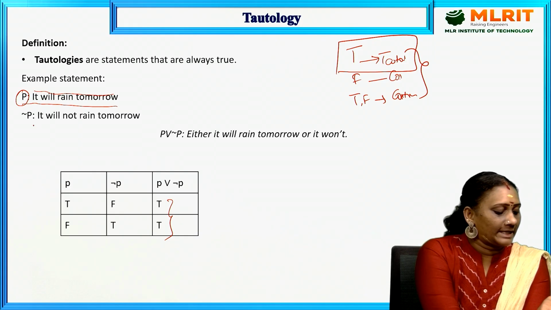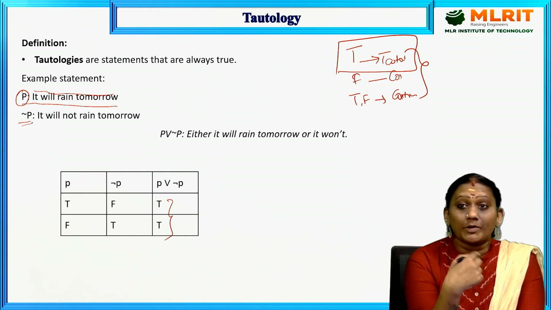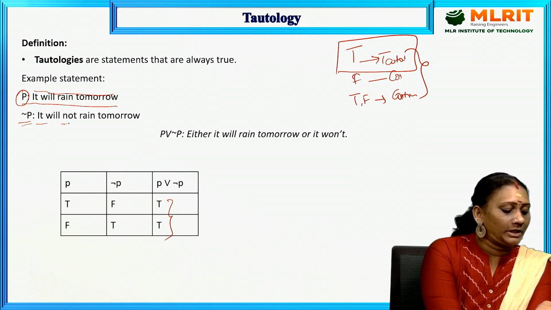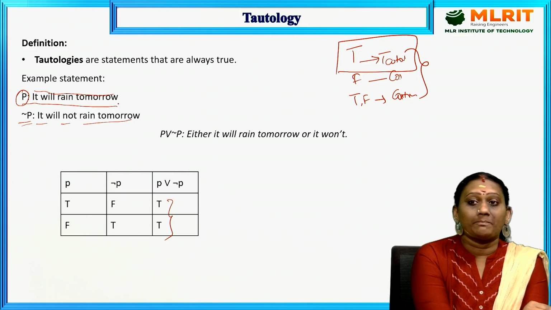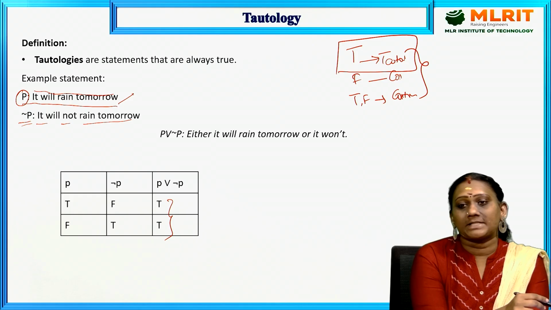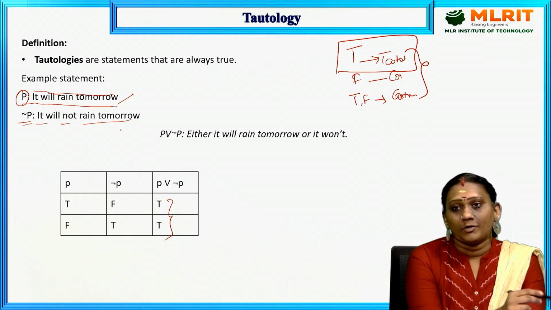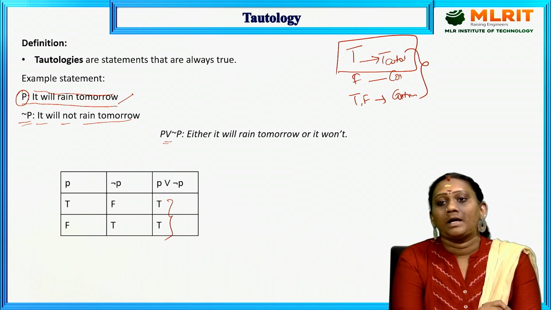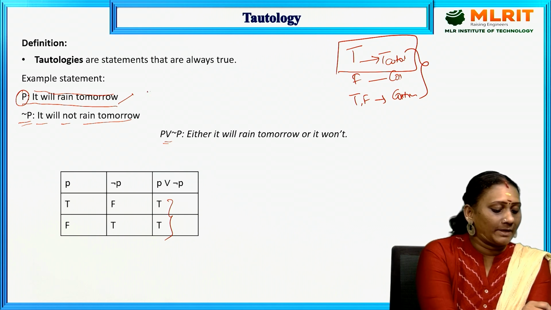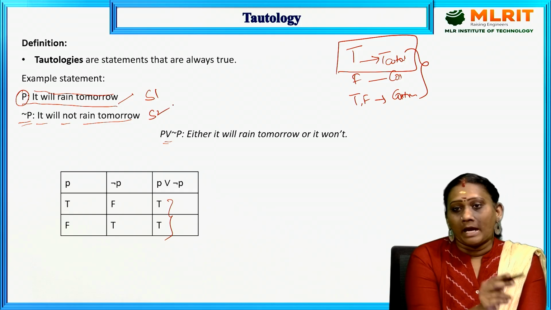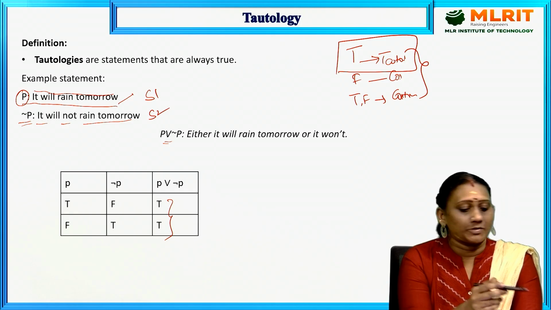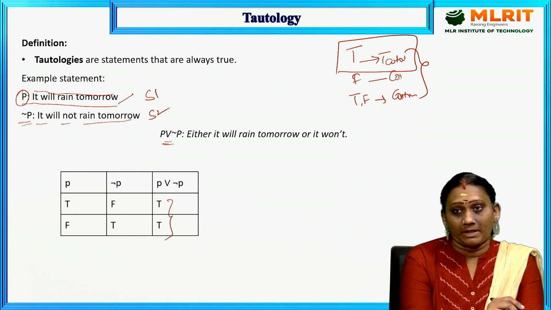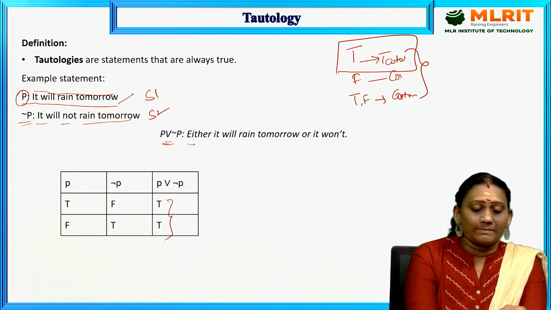If I apply negation on it, negation is the opposite of that statement. What will be the opposite? It will not rain tomorrow. If my statement P is it will rain tomorrow, my opposite statement will be it will not rain tomorrow. Let me see what happens if I apply OR to this combination of statements. This is statement 1 and this is statement 2. Upon these two statements I want to apply the OR connective, P or negation P. So how is my statement going to look?